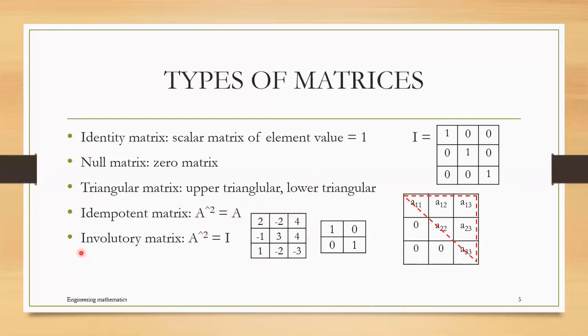Next, we have the involutory matrix, which is the same as the idempotent matrix, but here the square will give us the identity matrix. When we multiply a matrix with the same matrix, it gives us the identity matrix. Like this, a square matrix having diagonal elements as 1. Okay, let's go to the next slide.